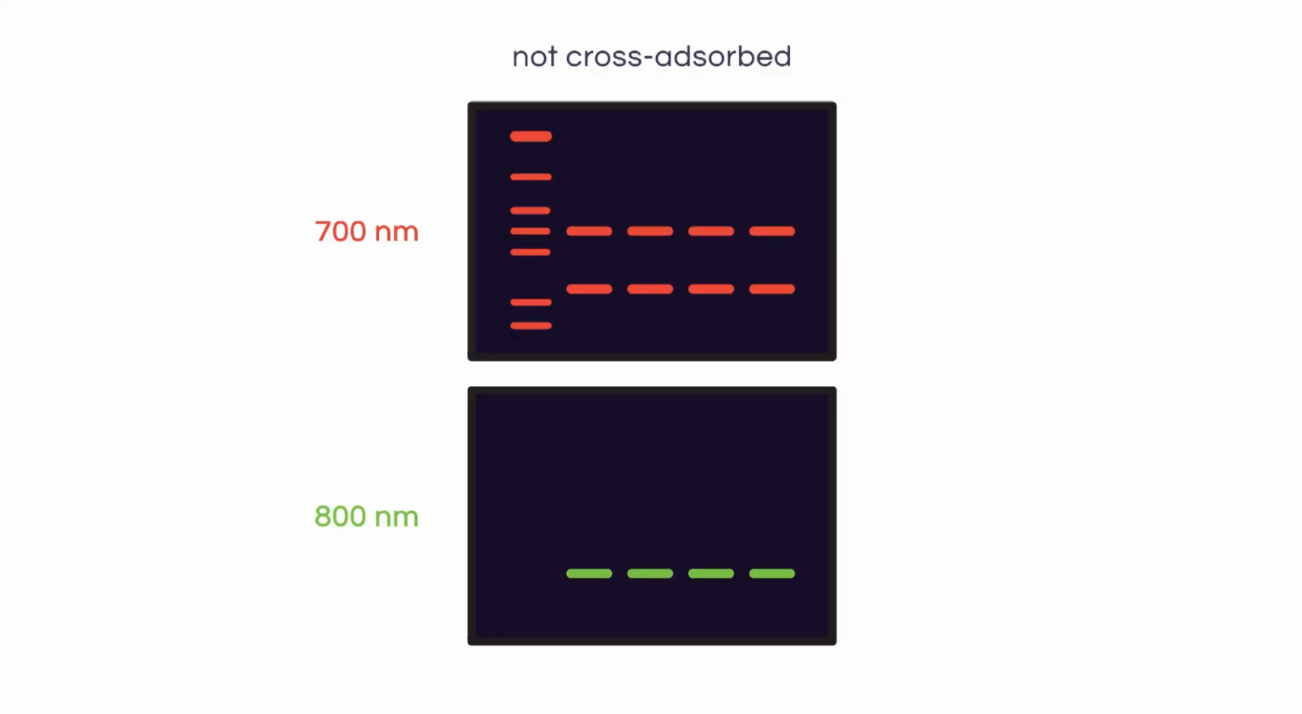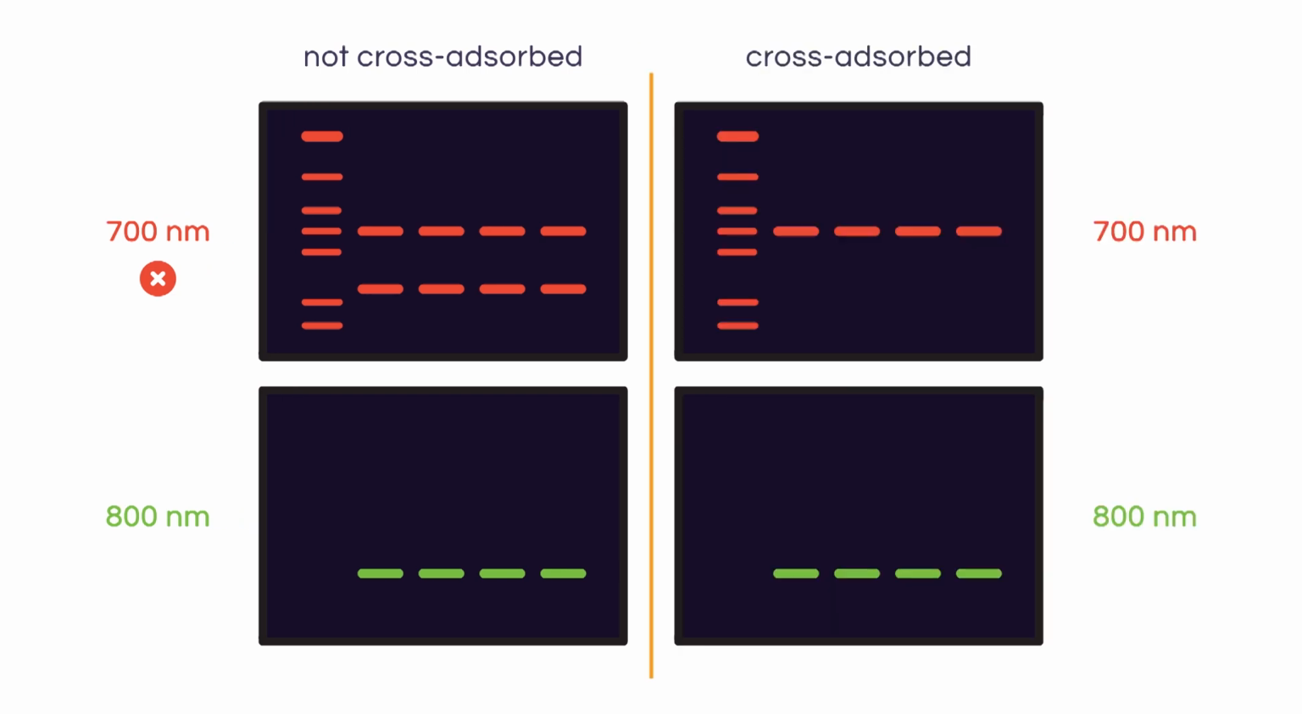As you can see, when the secondary antibodies are not cross-adsorbed, the band of interest in the 800 nanometer channel can also be seen in the 700 nanometer channel. The 700 nanometer secondary antibody is binding to the primary antibody, even though it should be detected only by the secondary antibody labeled with the 800 nanometer dye. This cross-reactivity is yielding the band in the 700 nanometer channel. In contrast, when the secondary antibodies are cross-adsorbed, there's no cross-reactivity in the different channels.